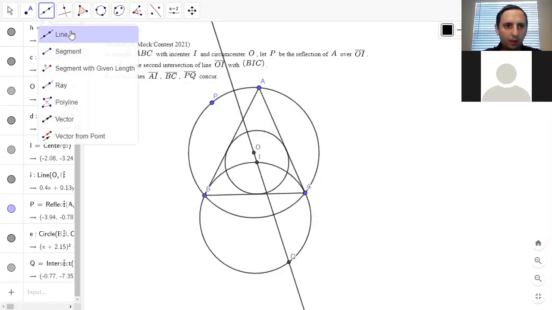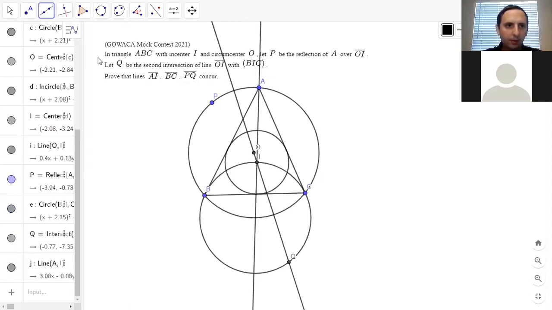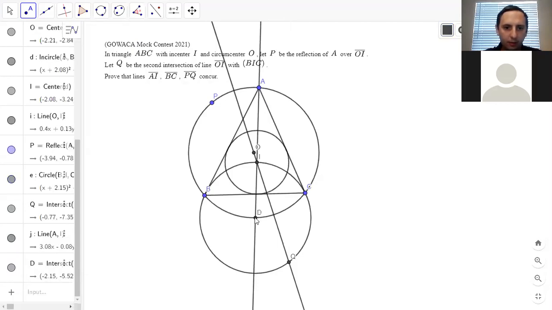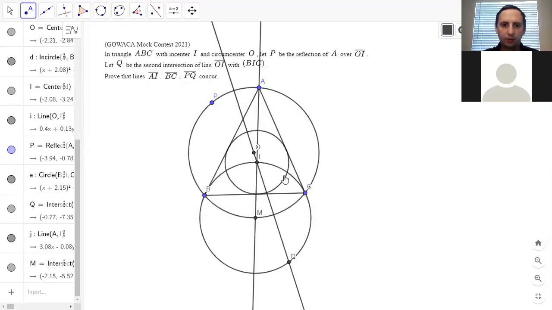AI, if we draw that, meets the circumcircle at the midpoint of arc BC. So I can call that M. M is the center of the circle. We want to show AI, BC, so we want to show that PQ passes through this intersection point.